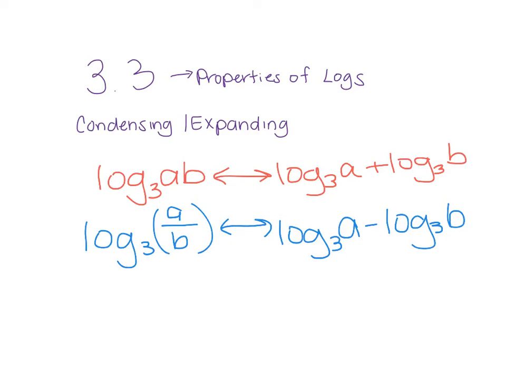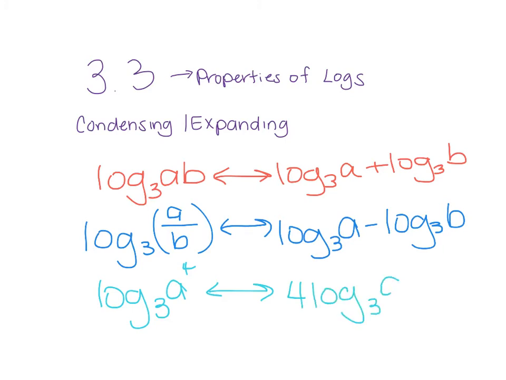And then we had the power property. So if I had something like log base 3 of a to the 4th, it would be written as 4 log base 3 of a. And if you had 4 log base 3 of a, it can be written as log base 3 of a to the 4th.